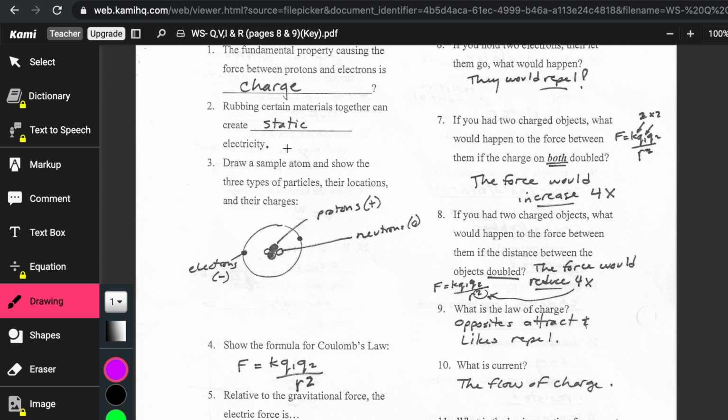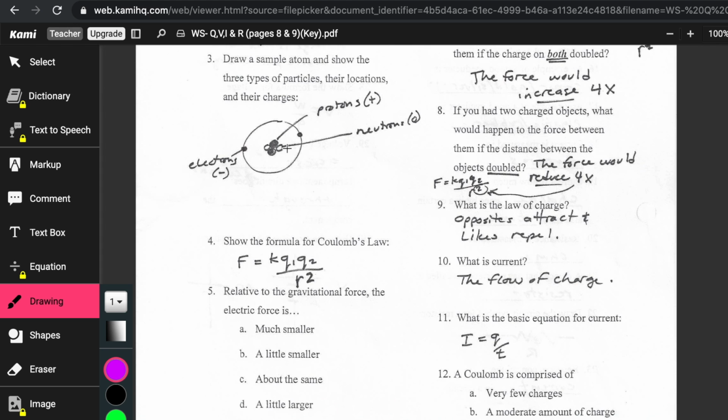Rubbing certain materials together can create static electricity. So this is you rubbing your shoes against the carpet and then shocking somebody. Static electricity. Draw a sample atom and show the 3 types of particles, their locations, and their charges.